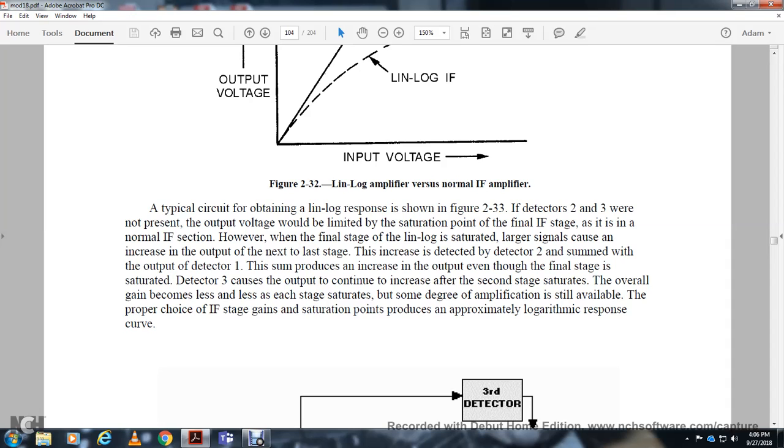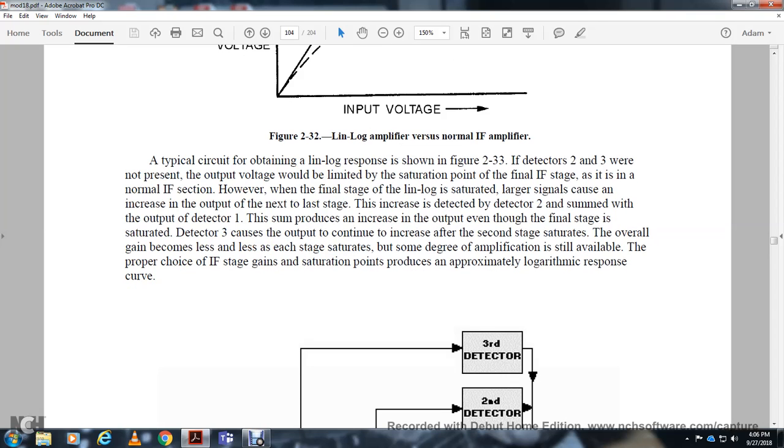The increase of the detector 2, some of the output with the detector 1, some of the phase of the output even through the final state with the saturated detector 3, continuing the increase. After the second stage saturated, the overall gain will become less with each of the stages saturated because some of the degree of amplification is still available. Proper choice of the intermediate frequency stage gain for the saturation points produces an approximately logarithmic response curve.